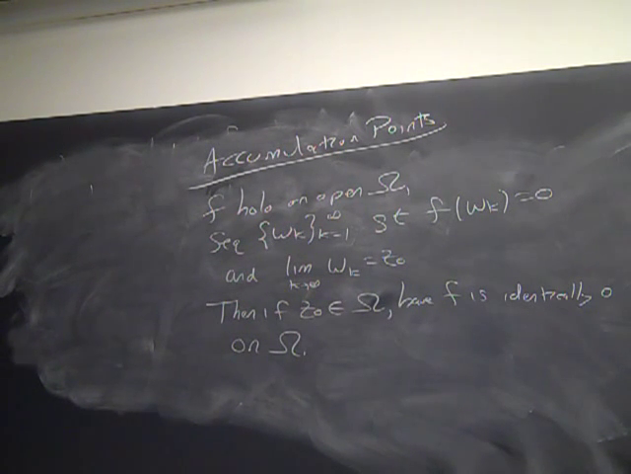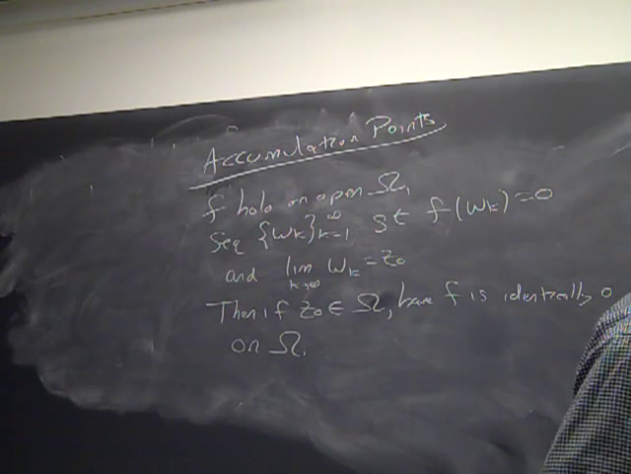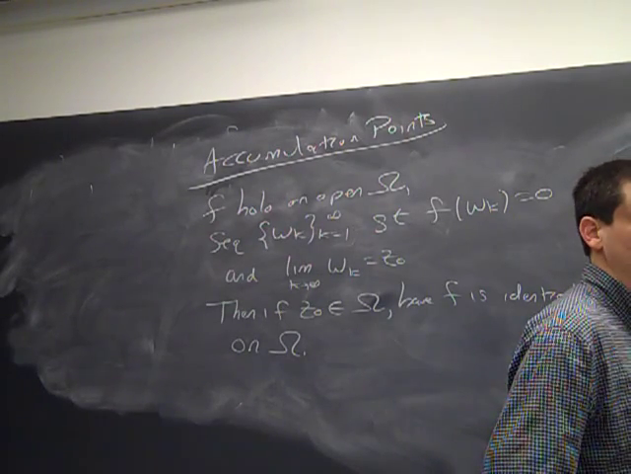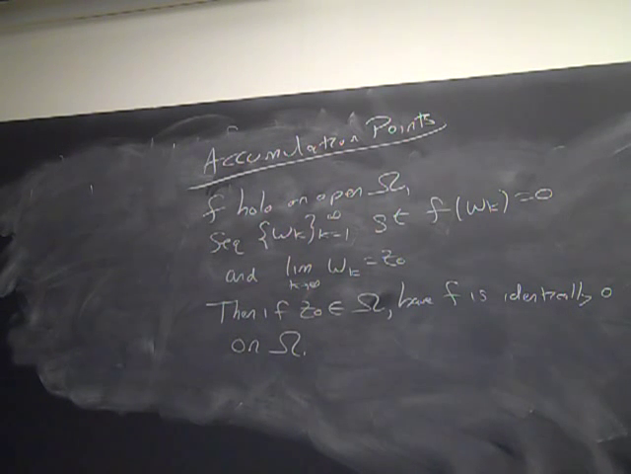So I want to make sure this bracket expression is never 0. That's going to be my contradiction. The way I'm going to do that is I'm going to show that it can't be greater than 1/2 in absolute value. And if it can't be greater than 1/2 in absolute value, this expression can't be 0. But this contradicts the fact that f of wk equals 0 for an infinite sequence of wk that converges to z0.